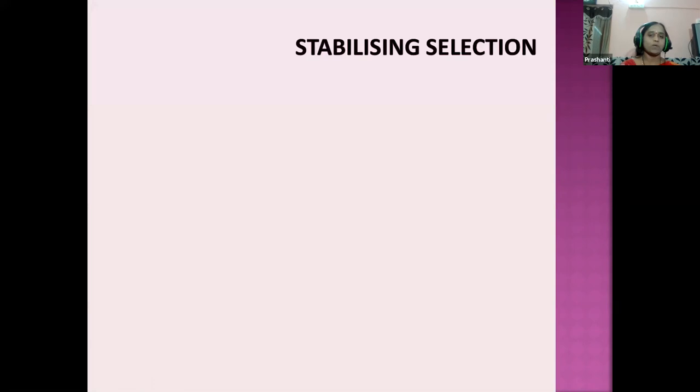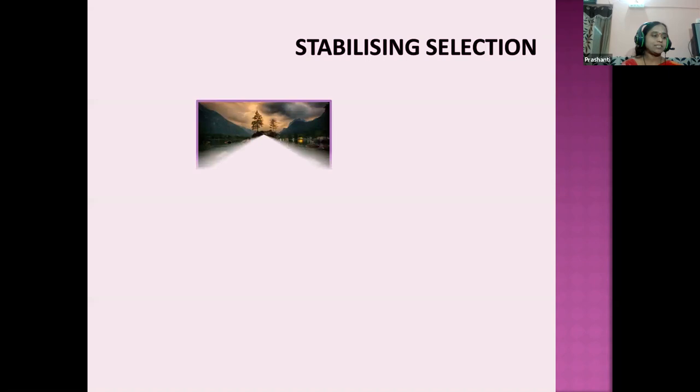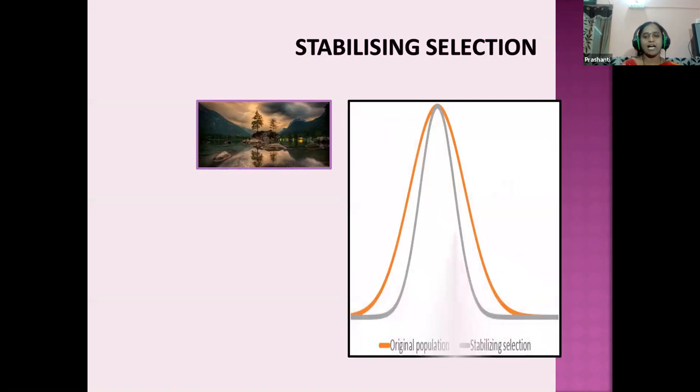First one, stabilizing selection. Stabilizing selection, also called as centripetal selection or balancing selection. Here, the nature selects the organisms. Which type of organisms? That is, organisms of the average phenotype. Just see in this graph, children, in this curve, here, the both corners, these are the extreme individuals, and in the middle, average phenotype individuals are being selected. But in this stabilizing selection, only the average phenotype individuals are selected, but extreme right and extreme left, both are being eliminated. That is stabilizing selection.